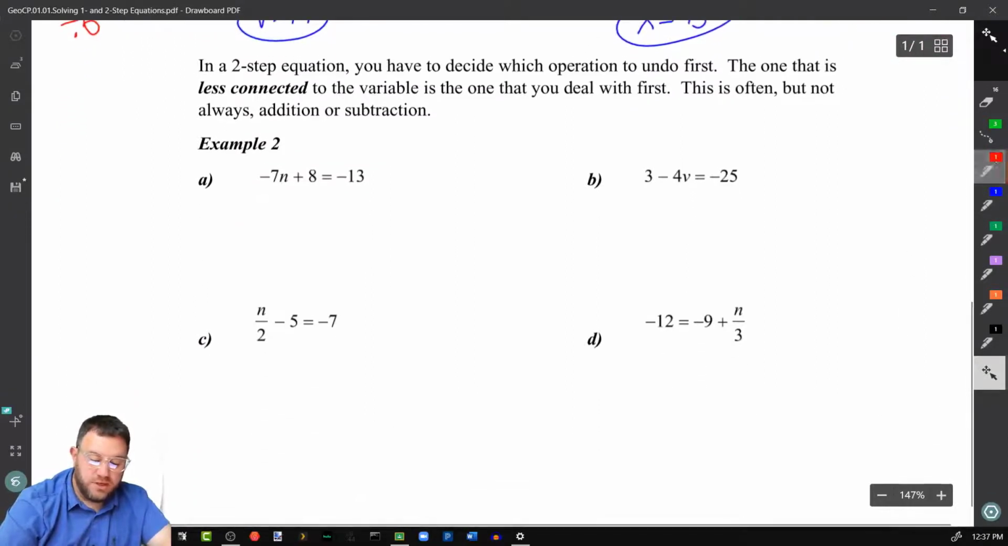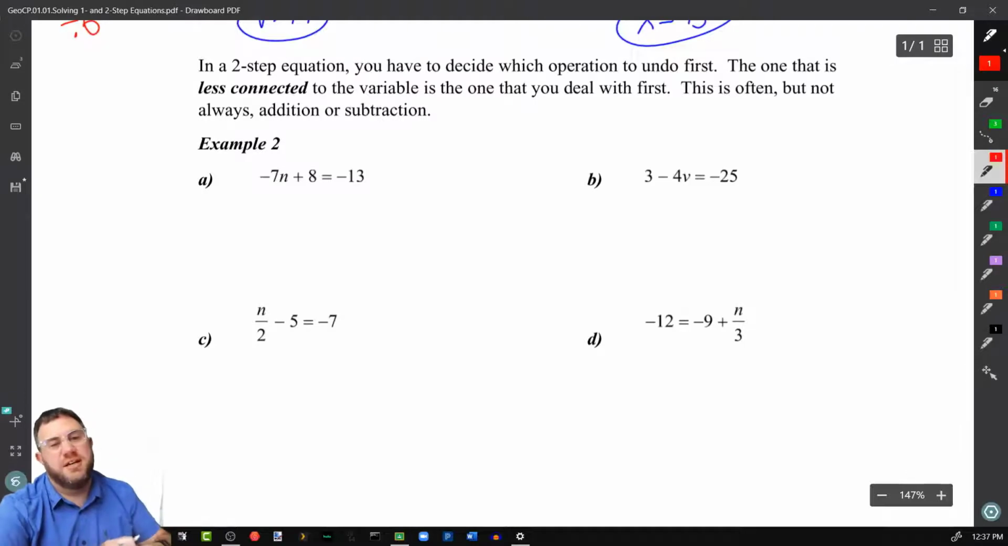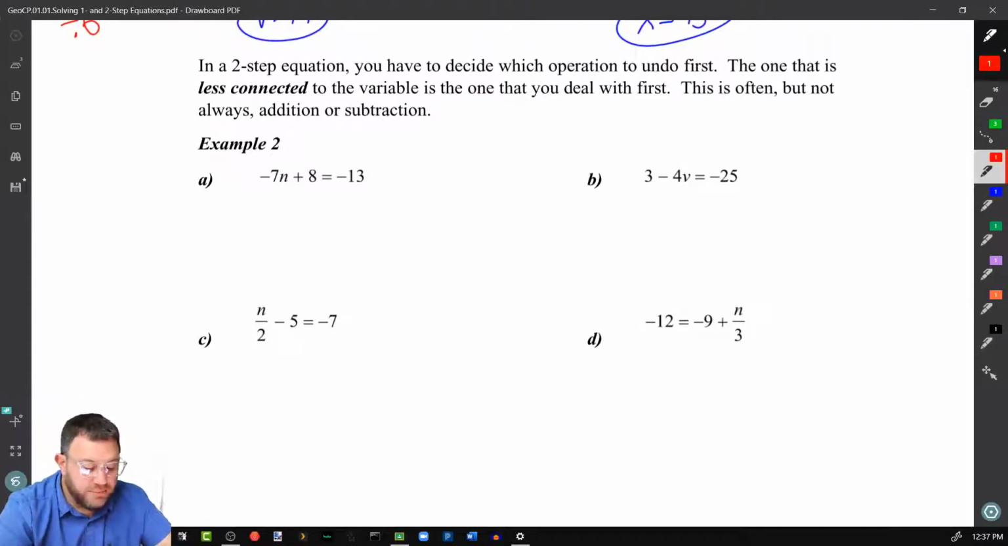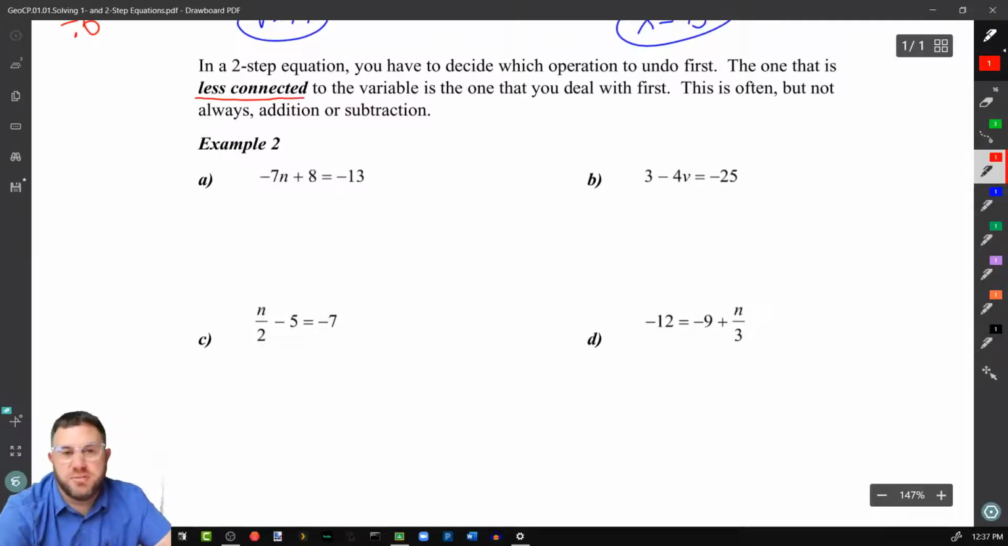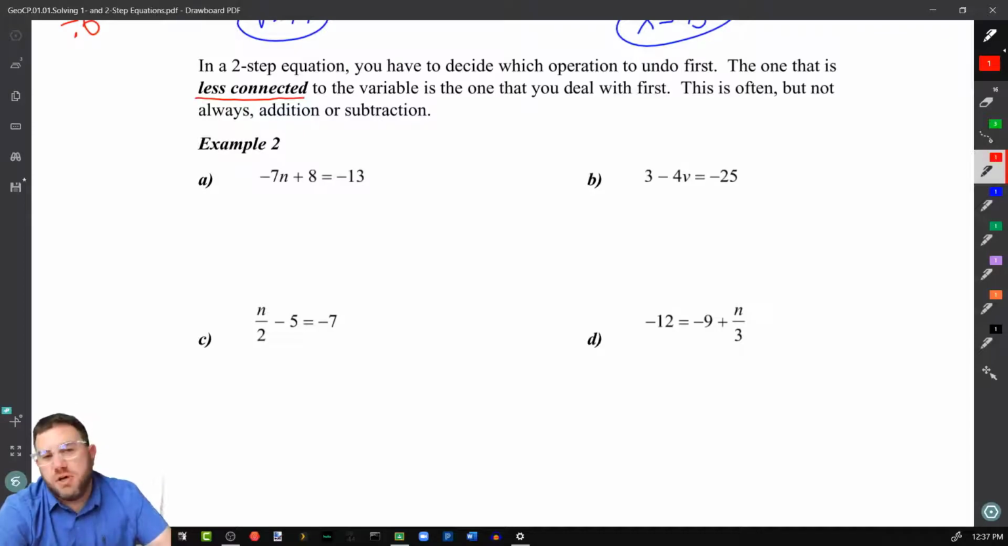Now in 2-step equations, it gets a little bit more complicated, because we need to figure out which operation we're going to do first. And it's the one that is less connected to the variable. Almost always this means we'll add or subtract first, and then we'll multiply or divide in a two-step equation. Not always, but most of the time.